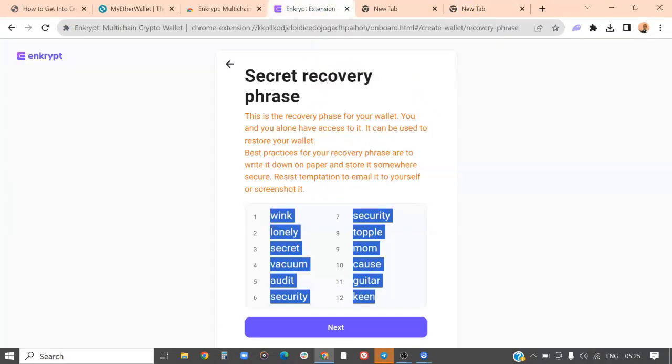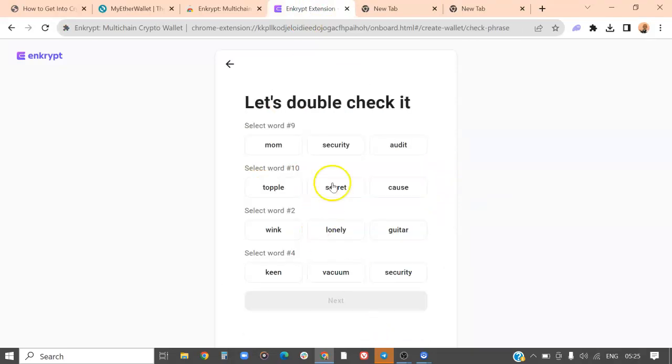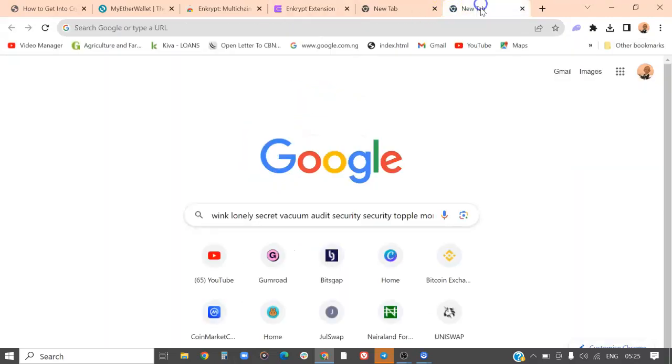So that's it. Usually it asks you to fill in some of these words. So you say, okay, let's double check it. What is the number 9 word in that? So let me go back to this.